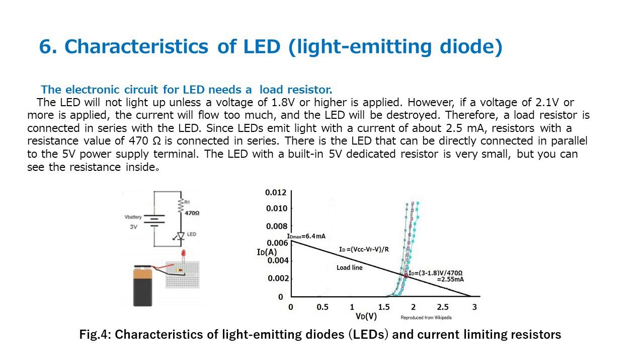Since LEDs emit light with a current of about 2.5 mA, resistors with a resistance value of 470 ohm are connected in series. There is an LED that can be directly connected in parallel to the 5-volt power supply terminal. The LED with a built-in 5-volt dedicated resistor is very small, but you can see the resistance inside.